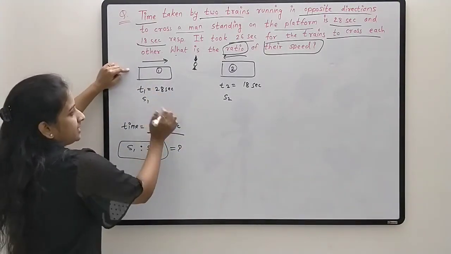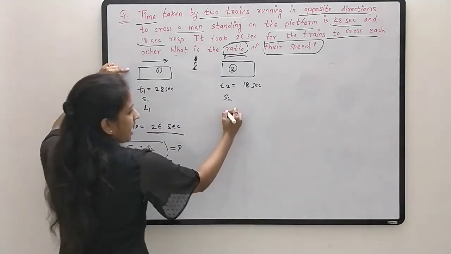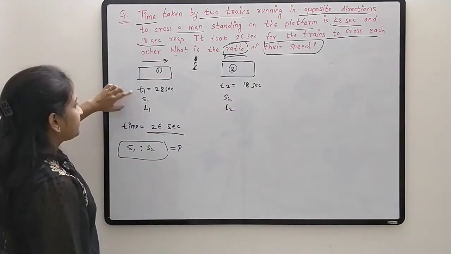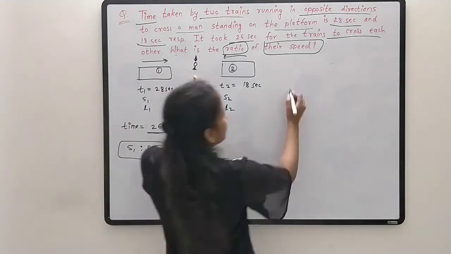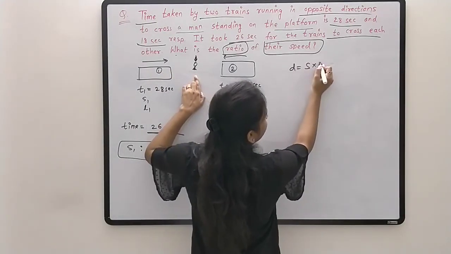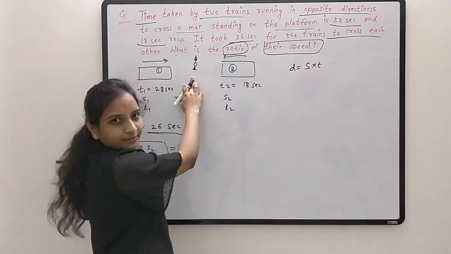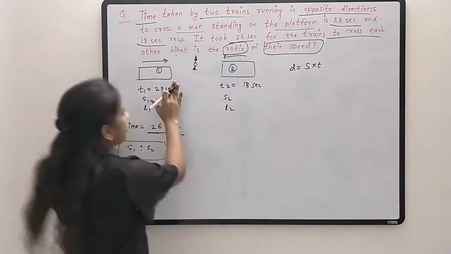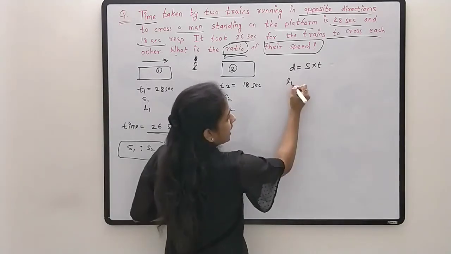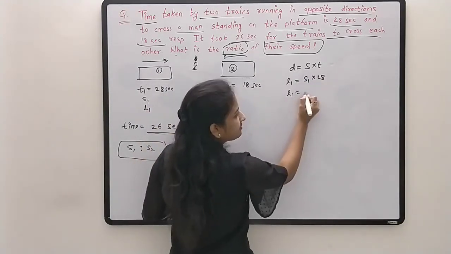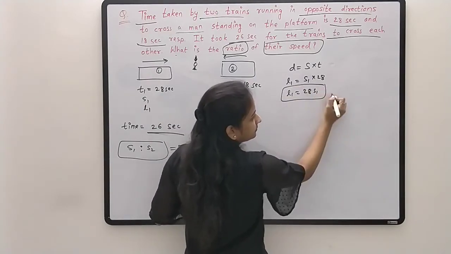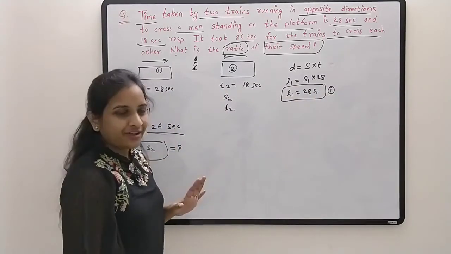See, here let's take length as L1 and L2. Fine. Now, train is crossing stationary object, man. What is our formula? Distance is equals to speed into time. In this case, distance is nothing but length of the train. So, for first train, L1 is equals to S1 into time is 28. So, L1 is equals to 28 S1. We got one equation. Fine.